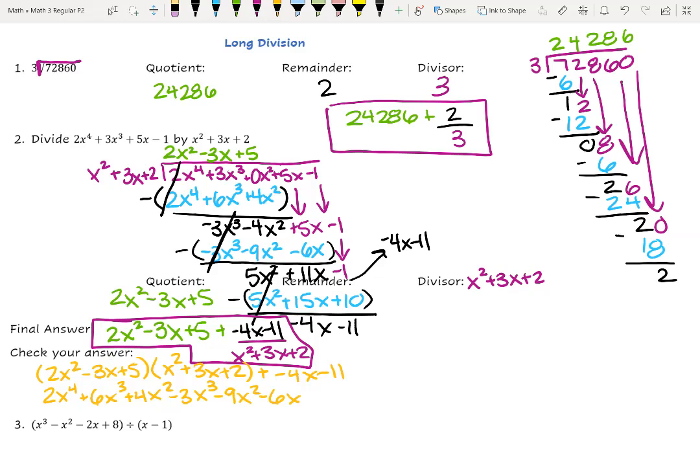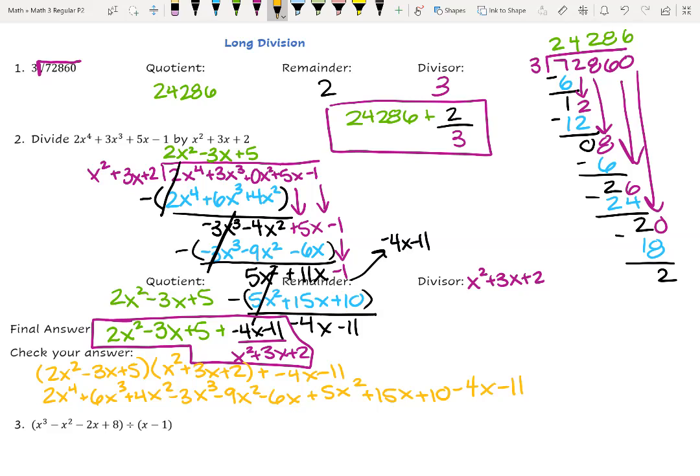All right, so we distributed two of them. Now we got to distribute the 5. So I get a 5x squared, a 15x, and a 10. Now, again, that was me doing all that multiplying, and then I'm going to put plus the remainder at the end here. So plus the negative 4x, which if I'm adding a negative, I can just say subtract. So minus a 4x and then minus 11.